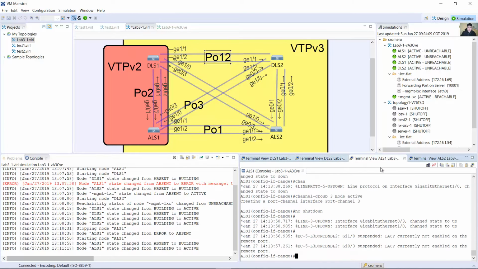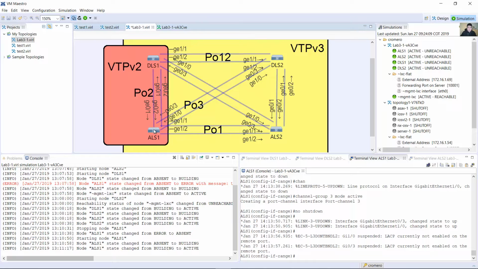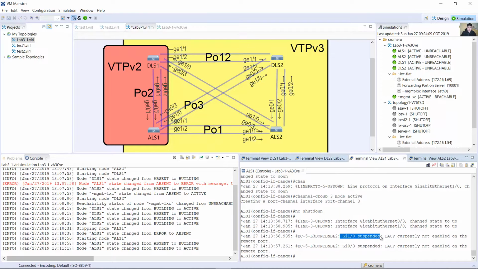Okay, for example, on ALS1, ALS1 is connected to DLS2, but gigabit 10 is suspended. Okay, because LACP is currently not enabled on the remote port. The remote port for gigabit 10 is another gigabit 10 on DLS2 and is intentionally misconfigured with Port Aggregation Protocol.